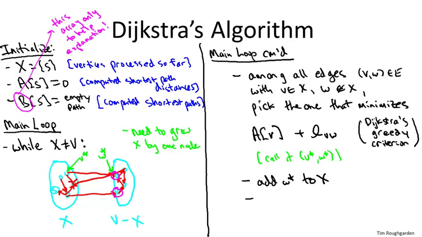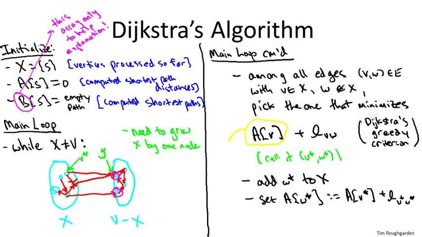Now, X is supposed to represent all of the nodes that we've already processed. So an invariant of this algorithm is that we've computed shortest path distances for everybody in X, as well as the actual shortest paths. So now that we're putting W star in X, we're responsible for all of this shortest path information. So what we're going to do is set our estimate of W star's shortest path distance from S to be equal to the value of this Dijkstra greedy criterion for this edge. That is, whatever our previously computed shortest path distance from S to V star was, plus the length of the direct edge from V star to W star.